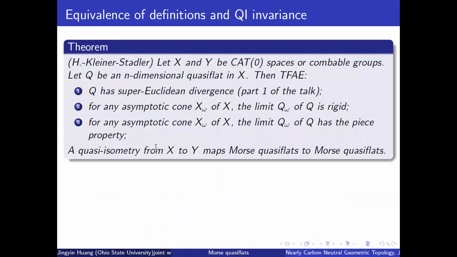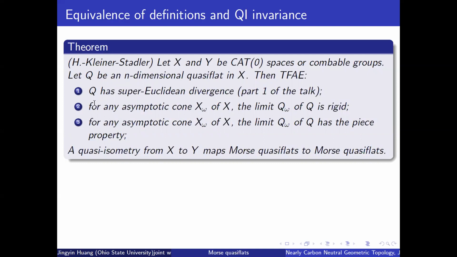Now let's look at the equivalence of definitions. The first theorem I want to mention is this: let X and Y be CAT(0) spaces or combable groups. Combable groups contain a lot of examples. For example, all the CAT(0) groups, automatic groups, mapping class groups, and semi-hyperbolic groups are combable groups. And let Q be an n-dimensional quasiflat. Then the following are equivalent.